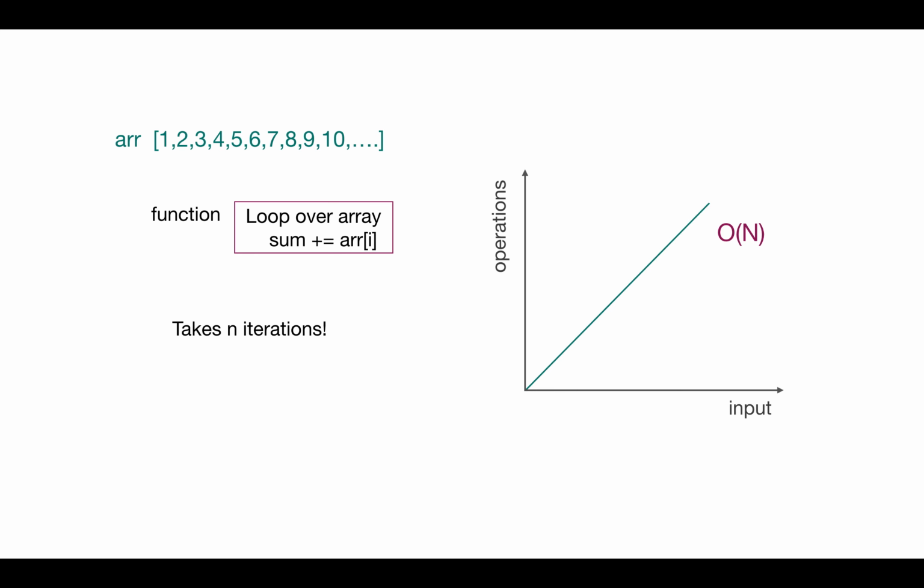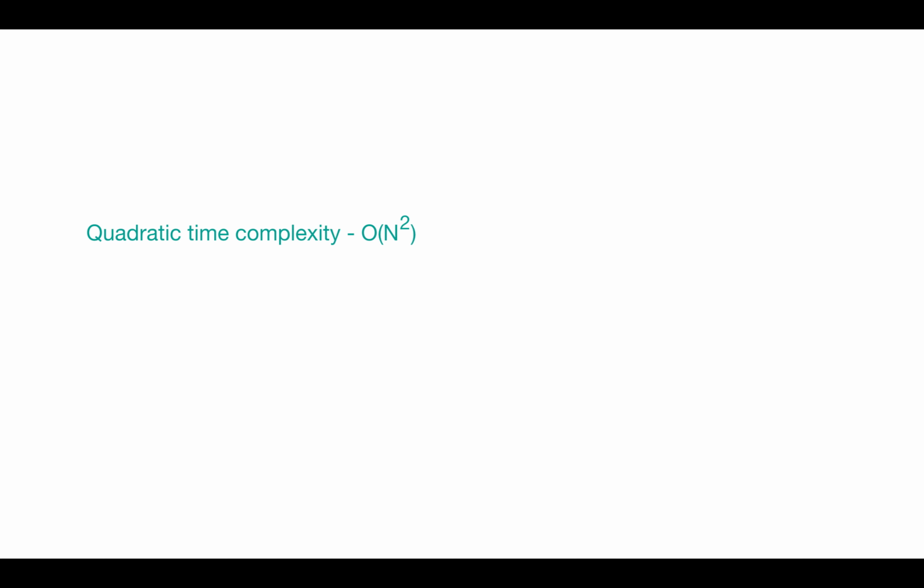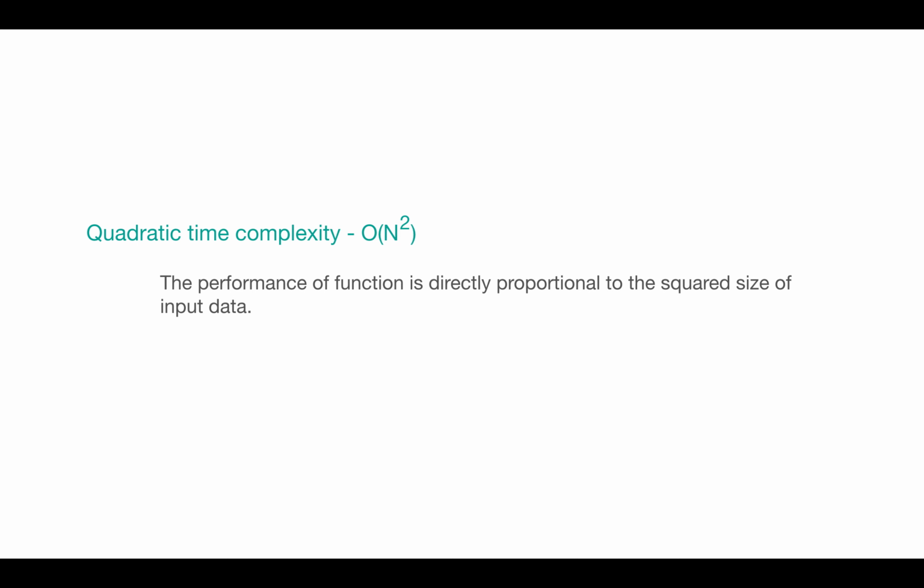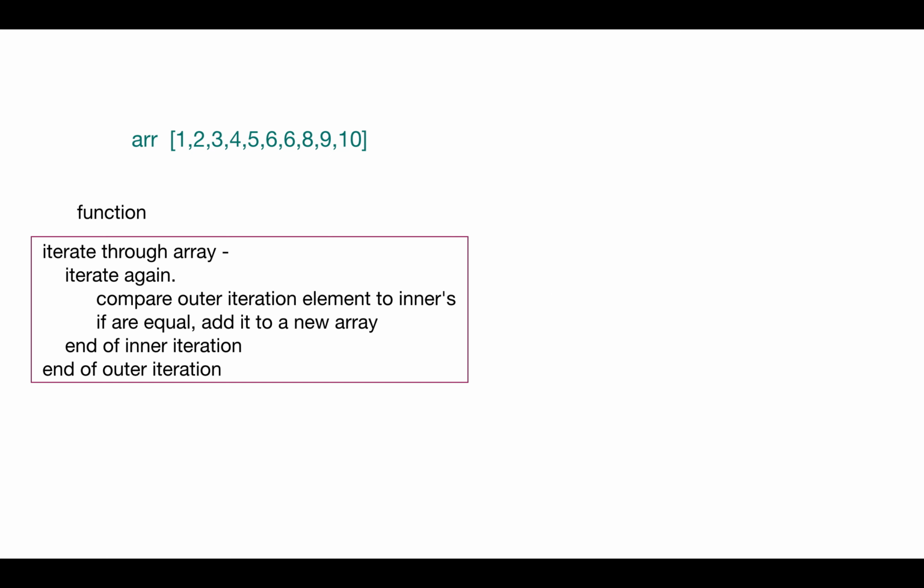Now complexities after this are a bit horrible. Next we have quadratic time complexity. It is, as you can see, O(n) square. So in this type of complexity, the performance of the function is directly proportional to the squared size of the input data. For example, whenever we are writing a loop inside a loop, this complexity will occur.